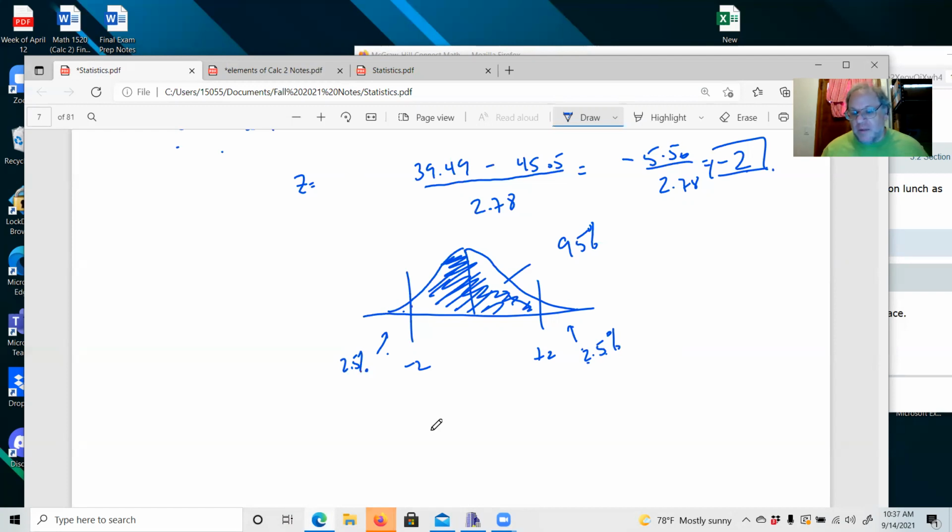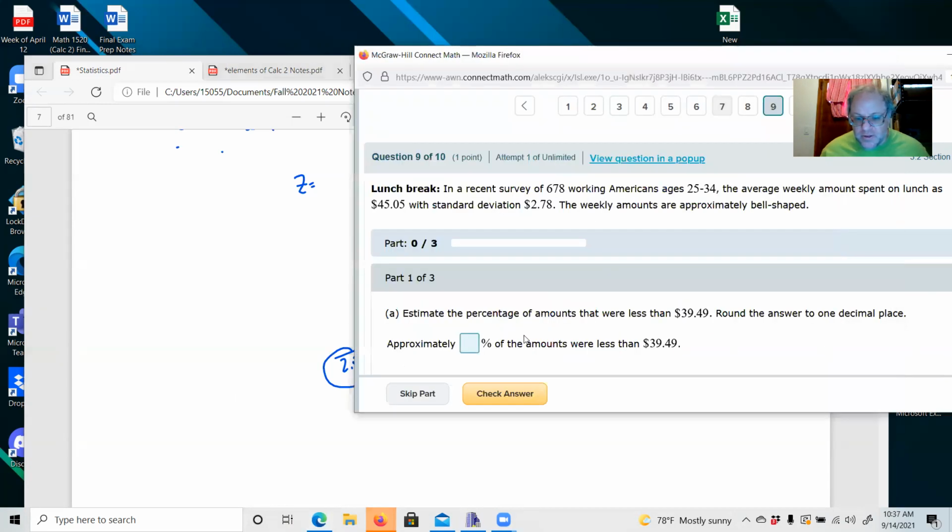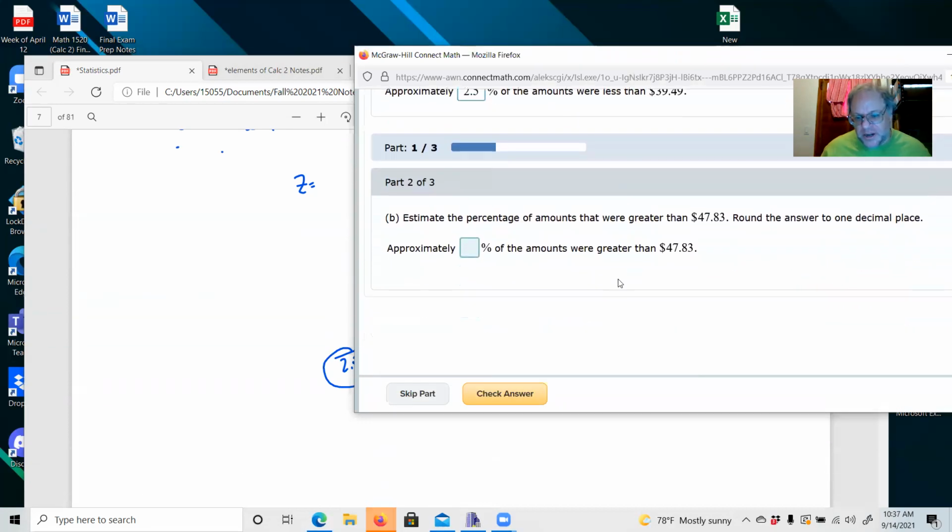And they wanted to know how many people spent less than this. So that's going to be this value here. So we want 2.5%. That is the value, right? That's the percentage that we have that is less than that amount spent. That's the 39.49. So we're going to say 2.5%. So that's how we're going to do that.